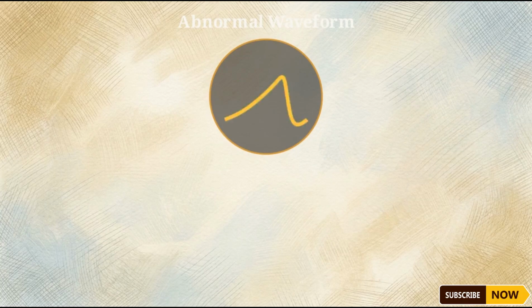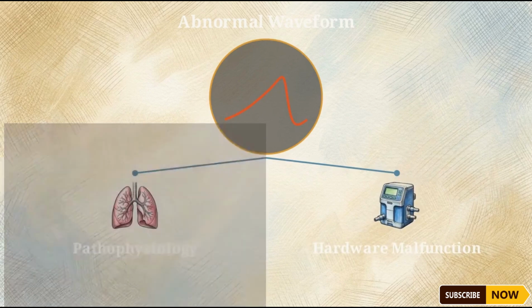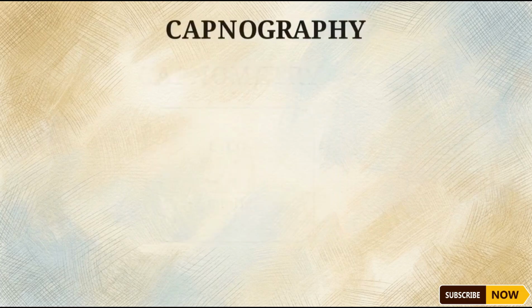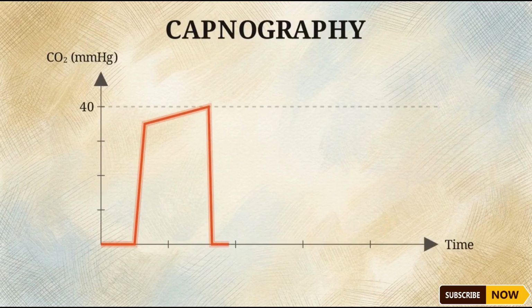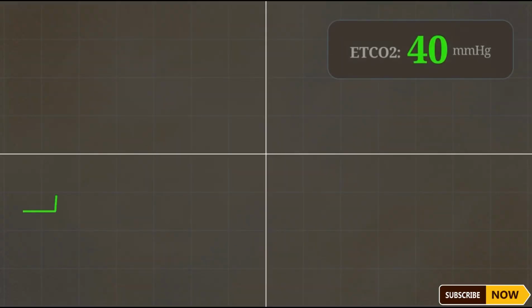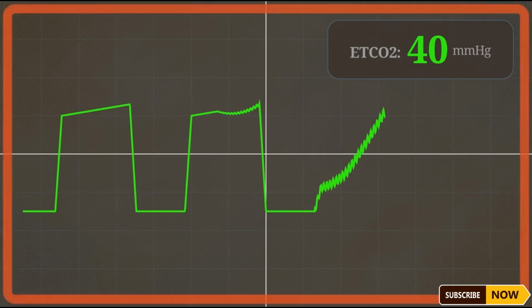When you see an abnormal waveform, your response branches down one of two paths: fixing the patient's pathophysiology or troubleshooting a hardware malfunction. To navigate this, we have to look past capnometry, which is just the isolated number of carbon dioxide the patient exhales, and focus on capnography, the continuous waveform plotted out over time. Relying only on a normal ETCO₂ number between 35 and 45 millimeters of mercury can create a false sense of security. Long before that number drops, the physical shape of the wave shifts, telegraphing an impending crisis.